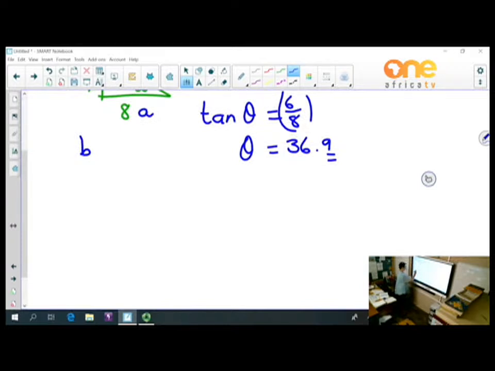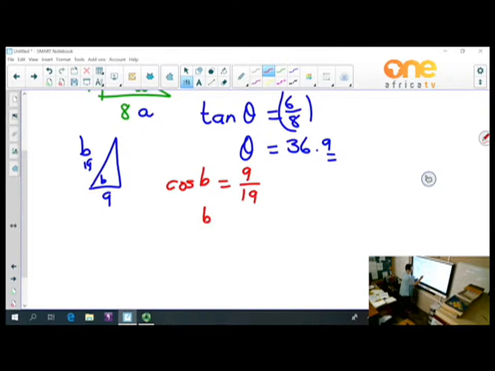Right, let's look at the next one. The picture looks like this. 9, 19, and B. So the question is again, which function am I going to use? Cosine. Look at the included angle. So cosine B is equal to 9/19. To get the angle, you have to use brackets there and the second function. So shift, cosine, brackets, 9 divided by 19, close the bracket, is equal to, and I got 61.7 degrees. This is degrees now every time.